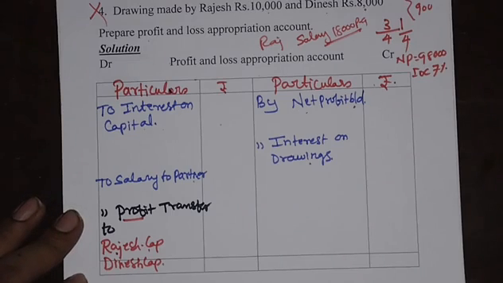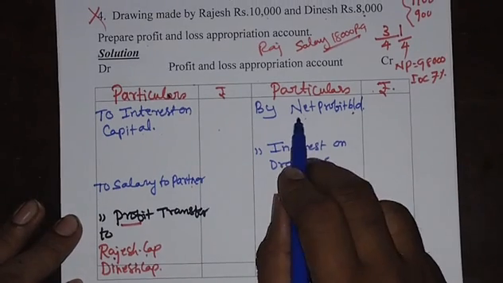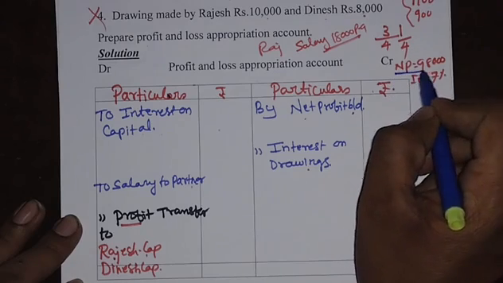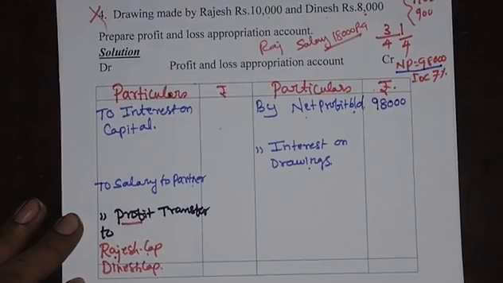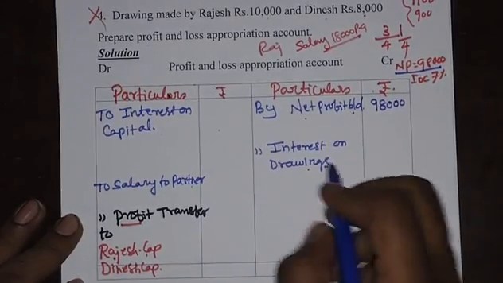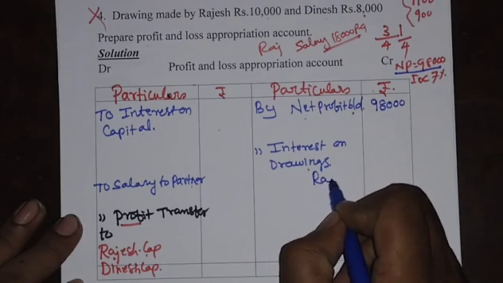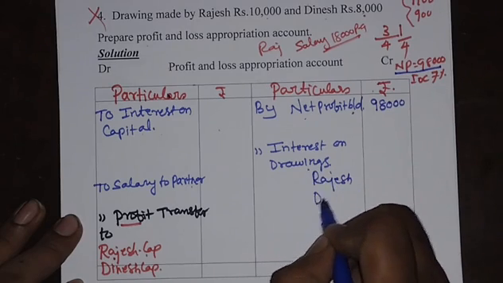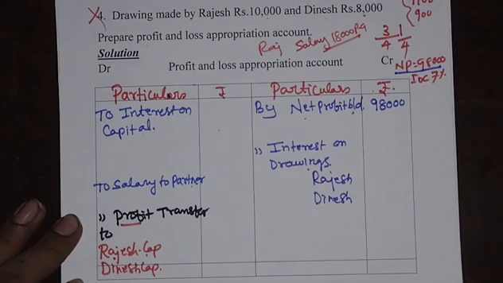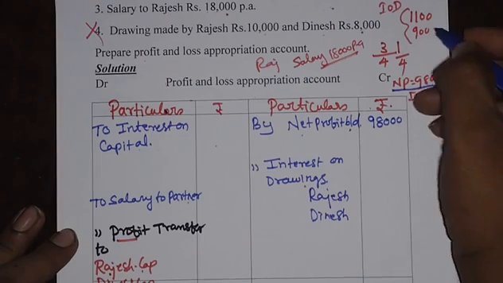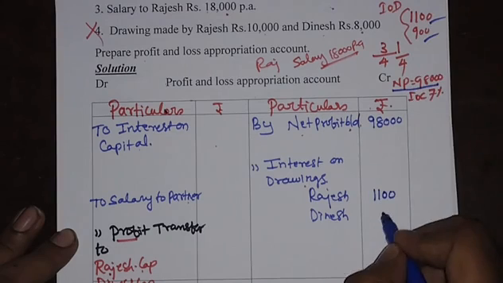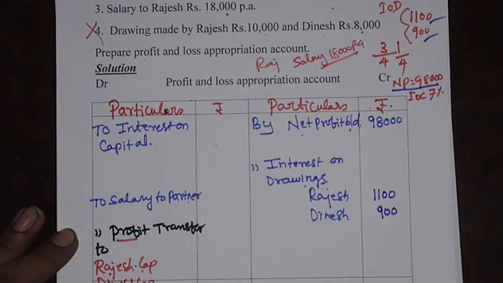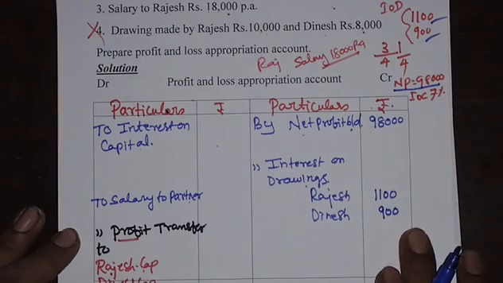Now, let's work out this problem. Credit side, the very first entry that should appear is net profit. The net profit is 98,000. And the second one is the interest on drawings of one, Rajesh, and another one, Dinesh. The Rajesh interest is given, you can see now, 1,100 and another person it is 900. Over. Credit side work is over.